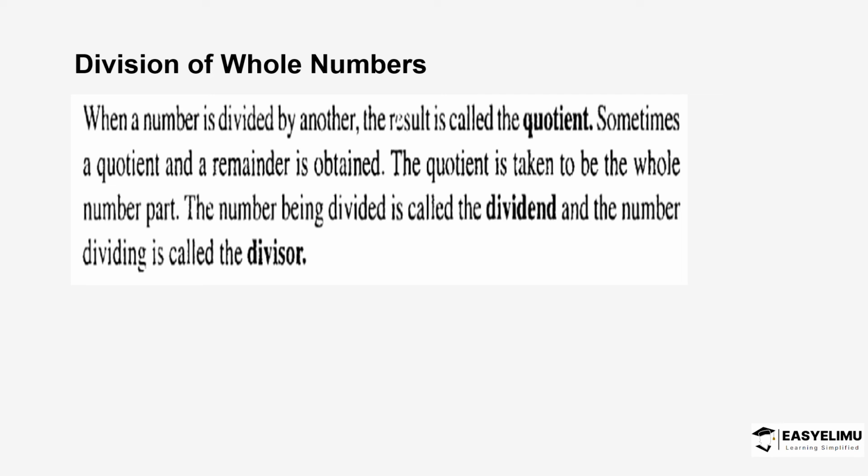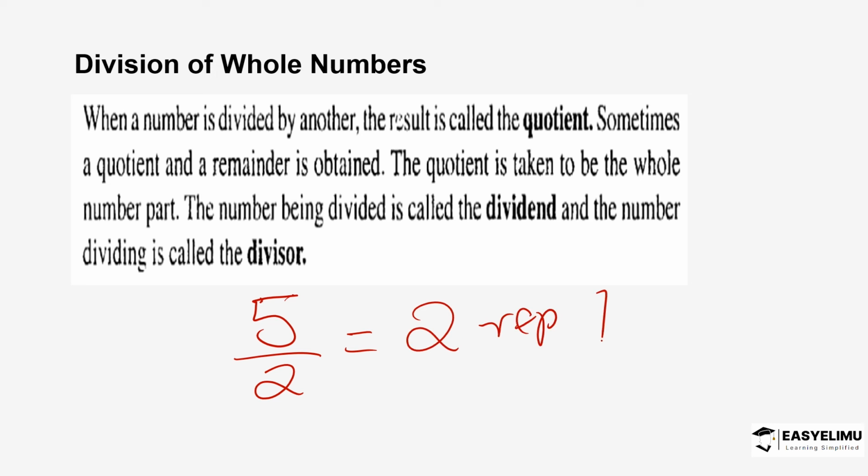Now, sometimes a quotient and a remainder is obtained. For example, if we have 5 divided by 2, the result will be 2, remainder 1. What this means is that you had 5 items, or let's say 5 pens.